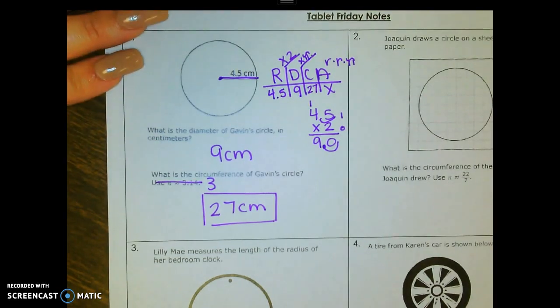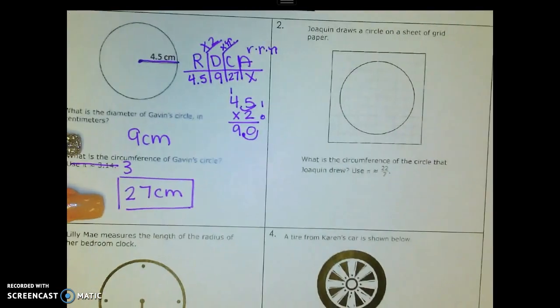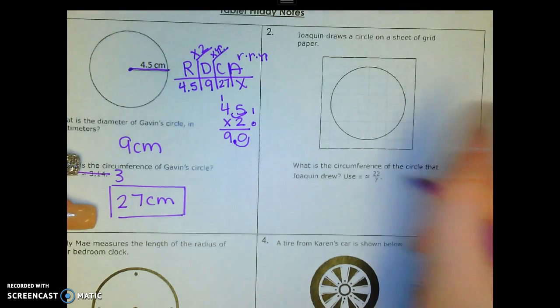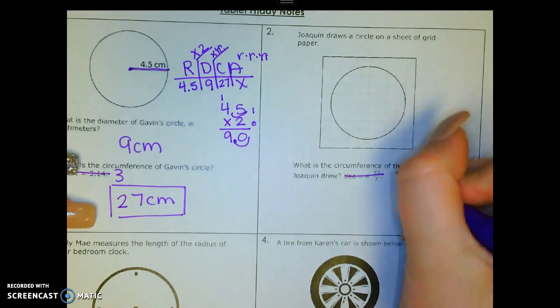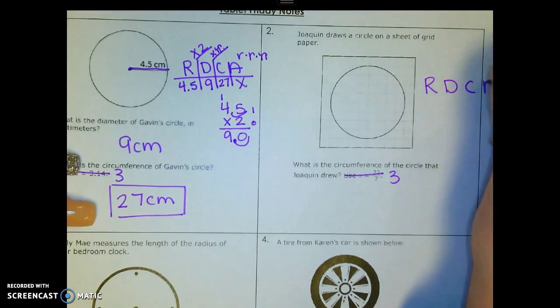All right? Remember, you can always pause and copy, or if I'm going too fast, you can go back and watch it again. All right, the second one says, Joaquin draws a circle on a sheet of grid paper. What is the circumference of the circle that Joaquin drew? Use pi is approximately 22 over 7. Remember, we use 3. I see a circle, so I'm going to draw my RDCA chart.